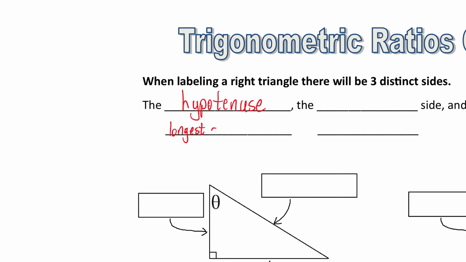First of all, it's the longest side, and that little right angle mark points towards the hypotenuse. The hypotenuse is always the longest side of a right triangle, and when you have a little right angle mark in there, it always points towards the hypotenuse.